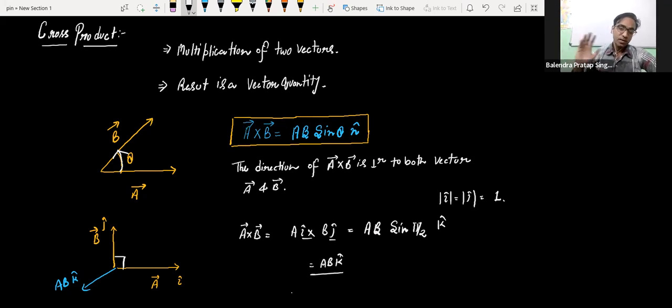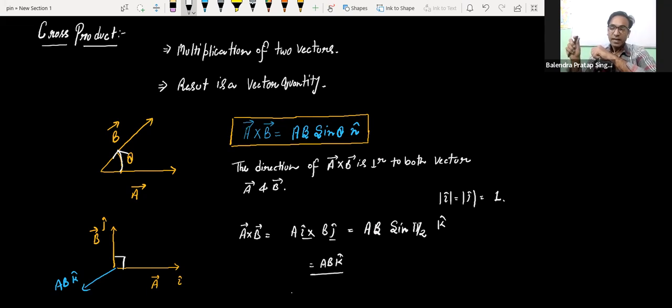You have to practice this right hand thumb rule by yourself. Or there is another method that we call the screw method. Just put your pen and rotate it from vector A to vector B. If the pen is going inward, then the direction is inward. And if you rotate from B to A, then the direction is outward. So this is the way to find the direction of the cross product of two vectors.